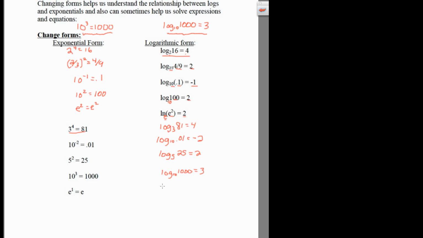Now this one gets kind of tricky here. Let's see. Log base e of e is 1. e to the first equals e. And that's how you change forms.